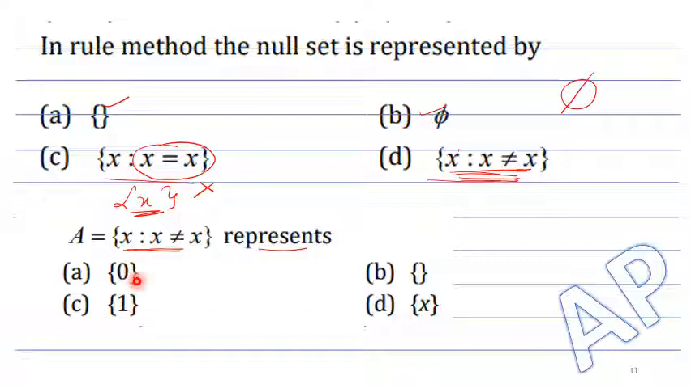Option A is a singleton set containing element 0, whereas option B is the representation of empty set, because A is set of all x such that x is not equal to x is the representation of null set in rule method. So B is the correct answer.